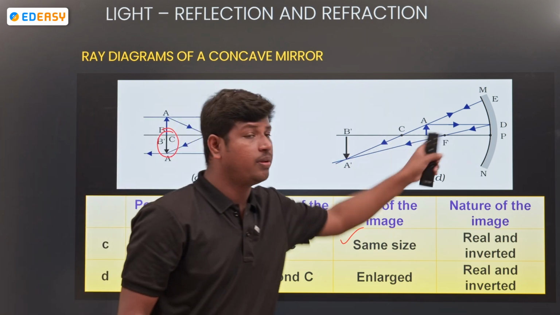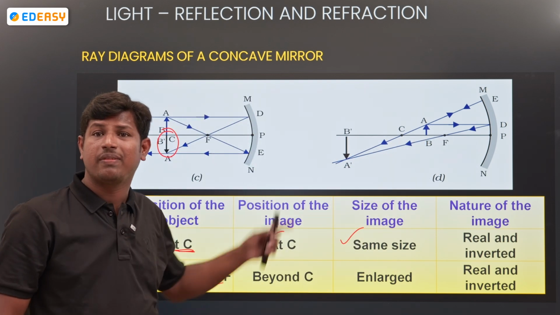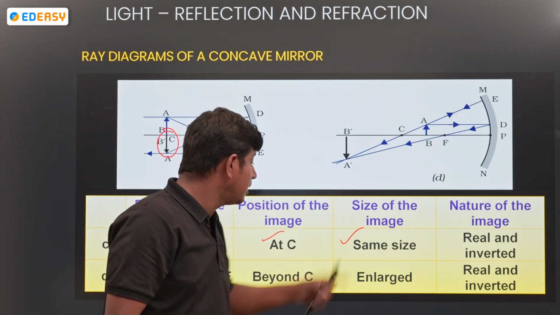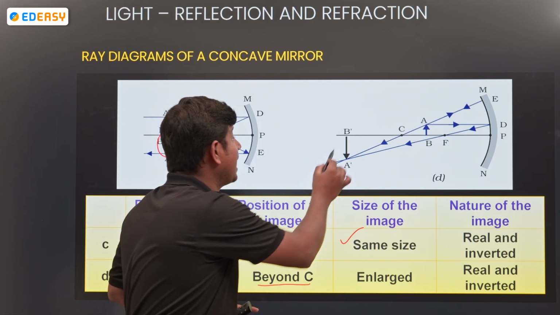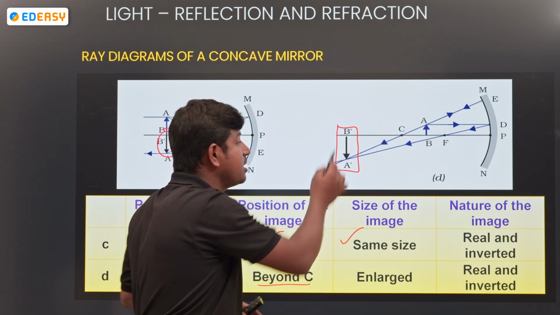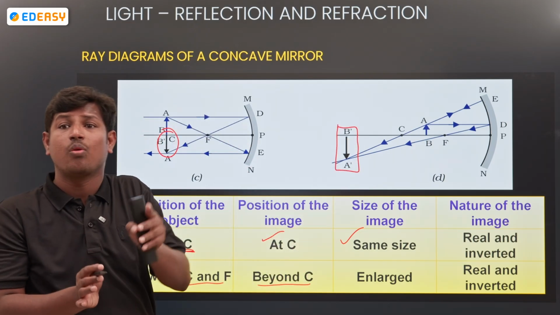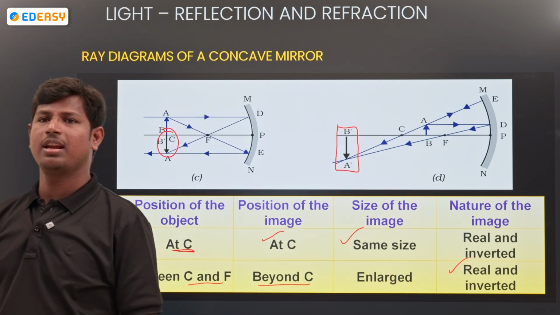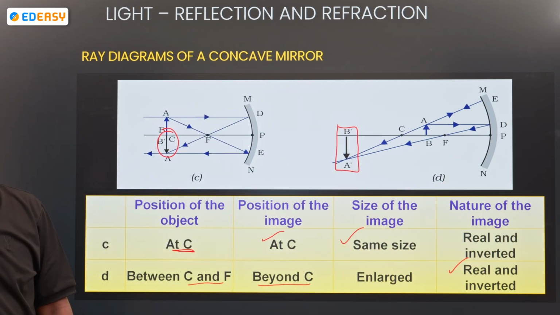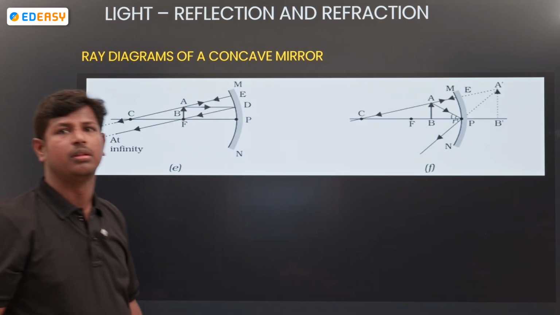Next point. Where is the object? Between C and F. Where is the image? Beyond C. What type of image? Enlarged. The image is enlarged. And what is the nature of the image? Real and inverted. Clear?